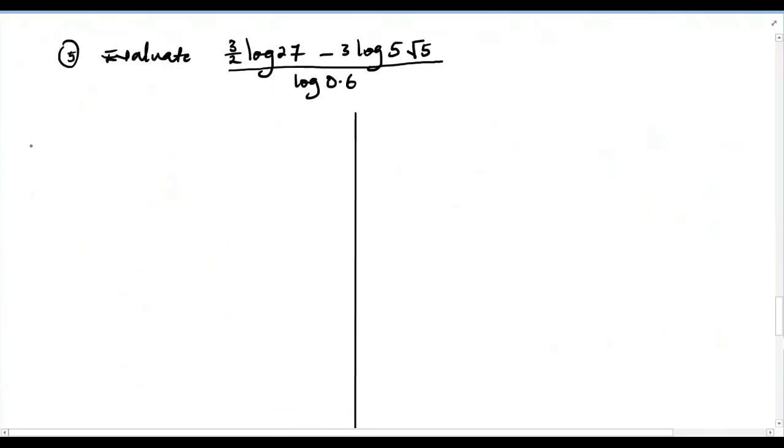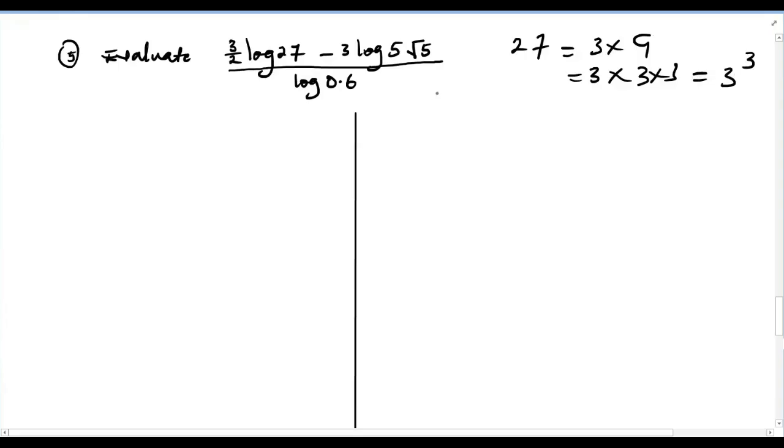All right. So the first thing I want us to look at in this particular question is this 27. 27 is 3 times 9, right? And you know that 9 is the same thing as 3 times 3, right? So that means 27 in power form is 3 to the power of 3.